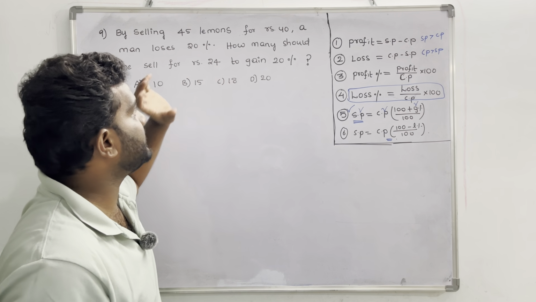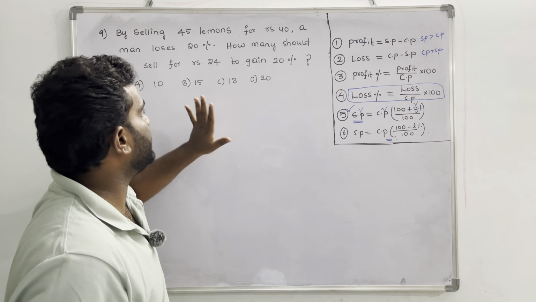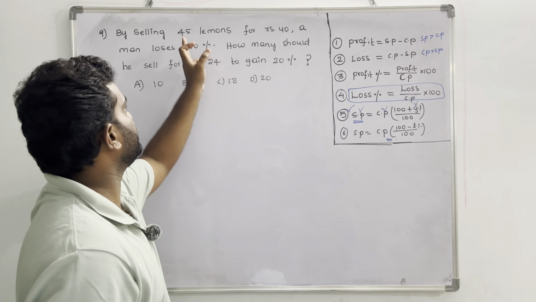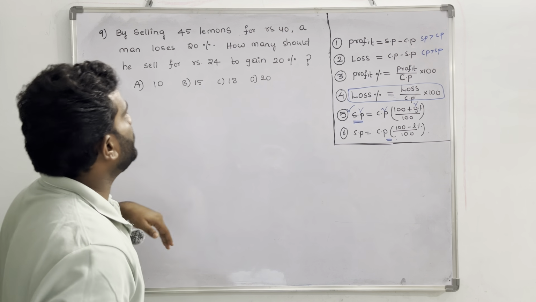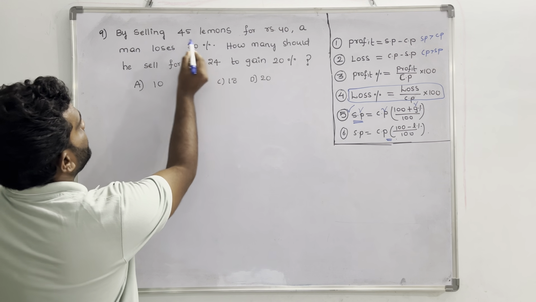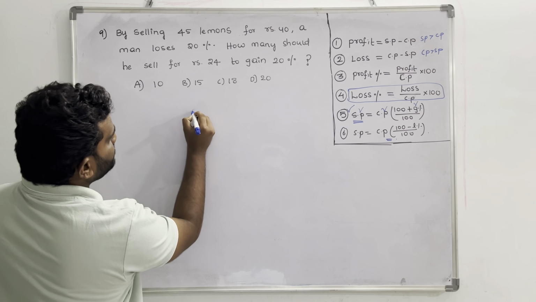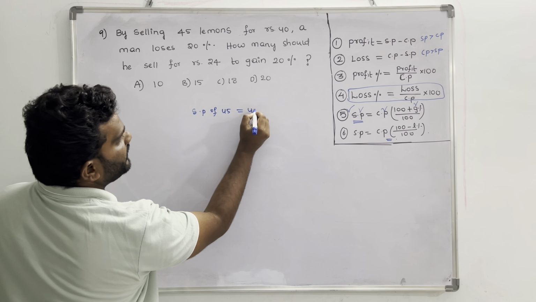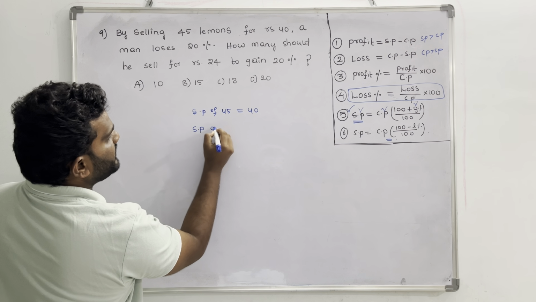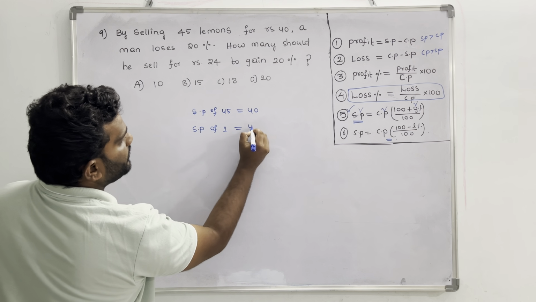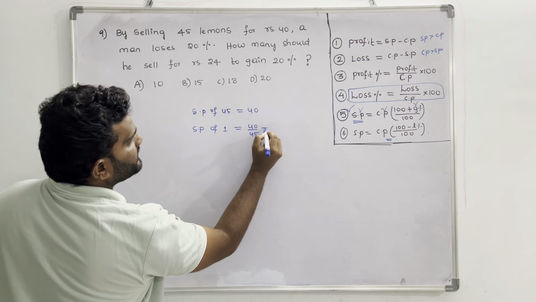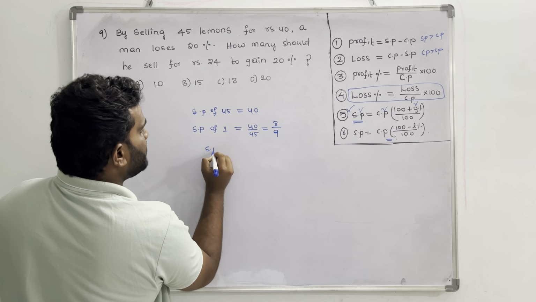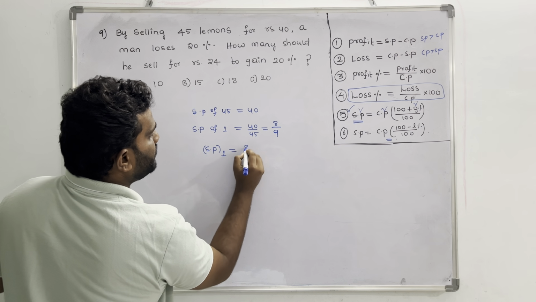Okay, so for such type of question, you need to first write down the cost price and selling price of one lemon. Since it is given for 45 lemons, let me write the selling price. Selling 45 lemons means the selling price of 45 lemons is equal to 40 rupees. Convert this into 1. Selling price of 1 lemon is equal to 40 by 45. It is nothing but 5 8s are 40, 5 9s are 45. So selling price of 1 lemon is equal to 8 by 9.